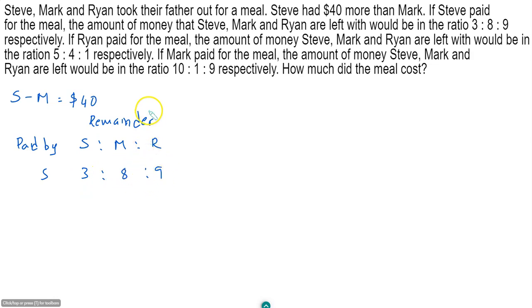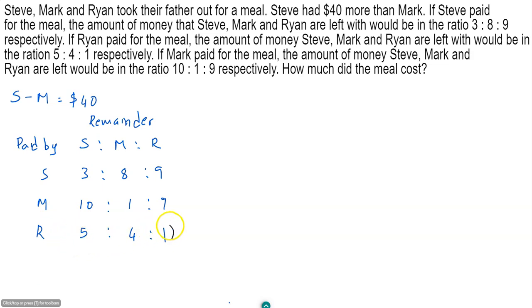3:8:9. Now in the question they first talk about Ryan, then they talk about Mark, but the ratios are given as Steve, Mark and Ryan, so I'm also going to write Mark first. So for Mark, when Mark pays, the ratio is 10:1:9. And when Ryan pays, the ratio is 5:4. Now we know that when Mark pays and when Ryan pays, Steve has the same amount of money.